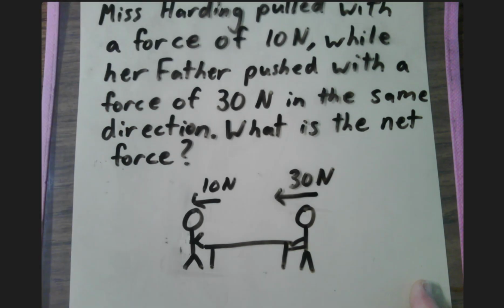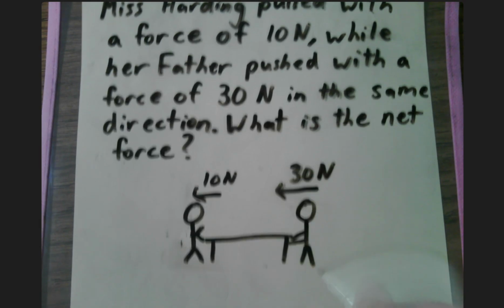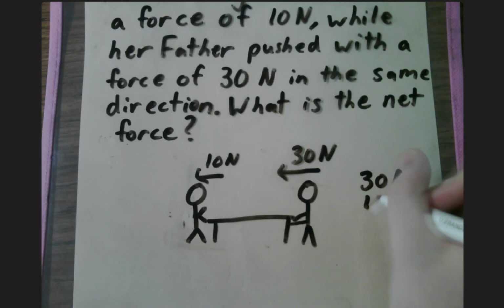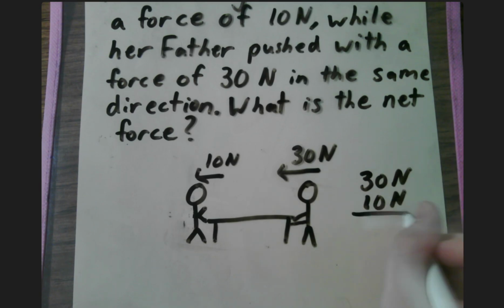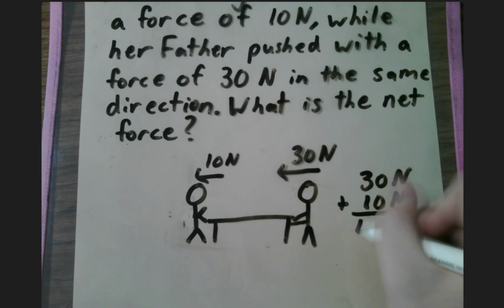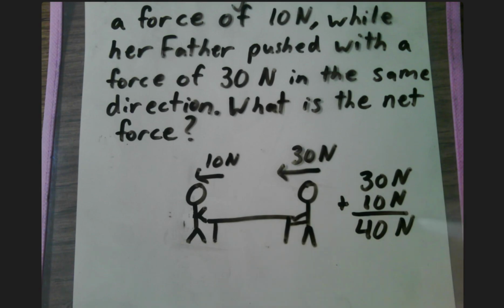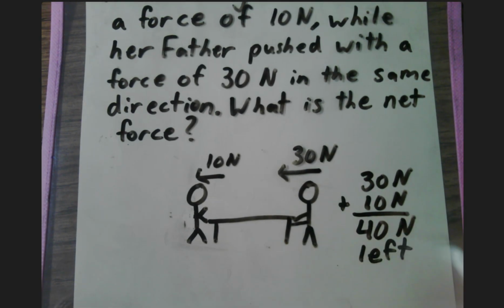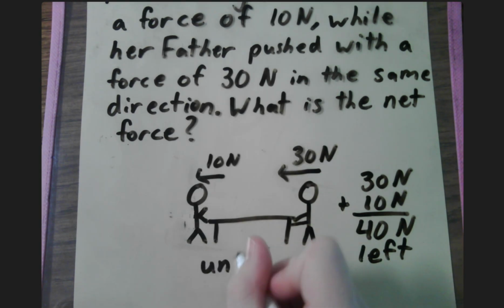Well, are these two forces going with each other or against each other? They're going with each other, so we're going to add. So we have 30 newtons plus 10 newtons. That is equal to 40 newtons. That means this is unbalanced because this table is moving to the left. It's going to the left, and this force is unbalanced.